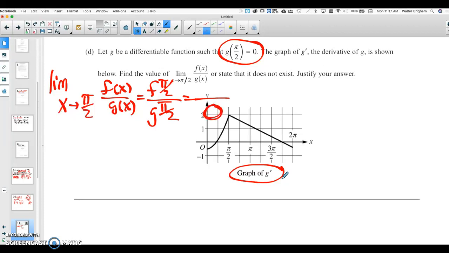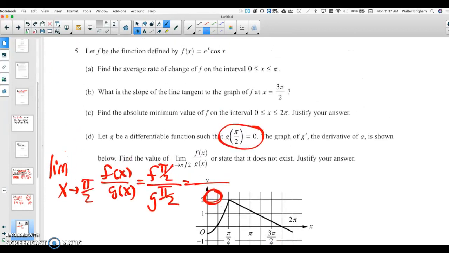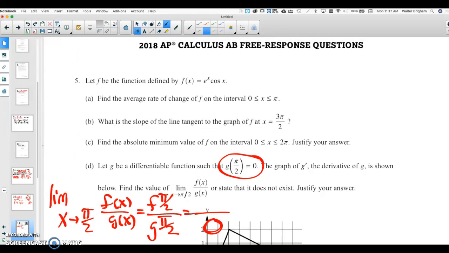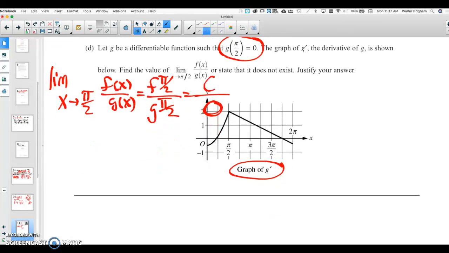Because I have limits here, Joe, I know that that top one is also going to be 0. Because they're going to want me to get 0 over 0. I will put pi over 2 into this original function. The cosine of pi over 2, the cosine of 90 is 0. So this whole thing is 0. Okay, so I have a limit where I did not get a number back. I got an indeterminate value. Limit is indeterminate, we're just going to L'Hopital it.